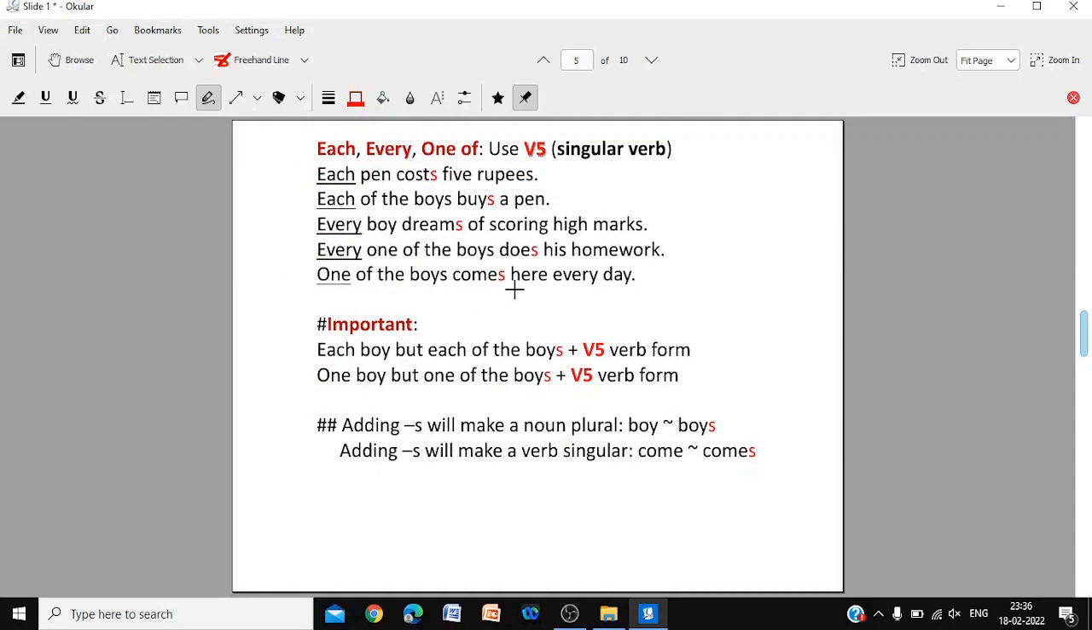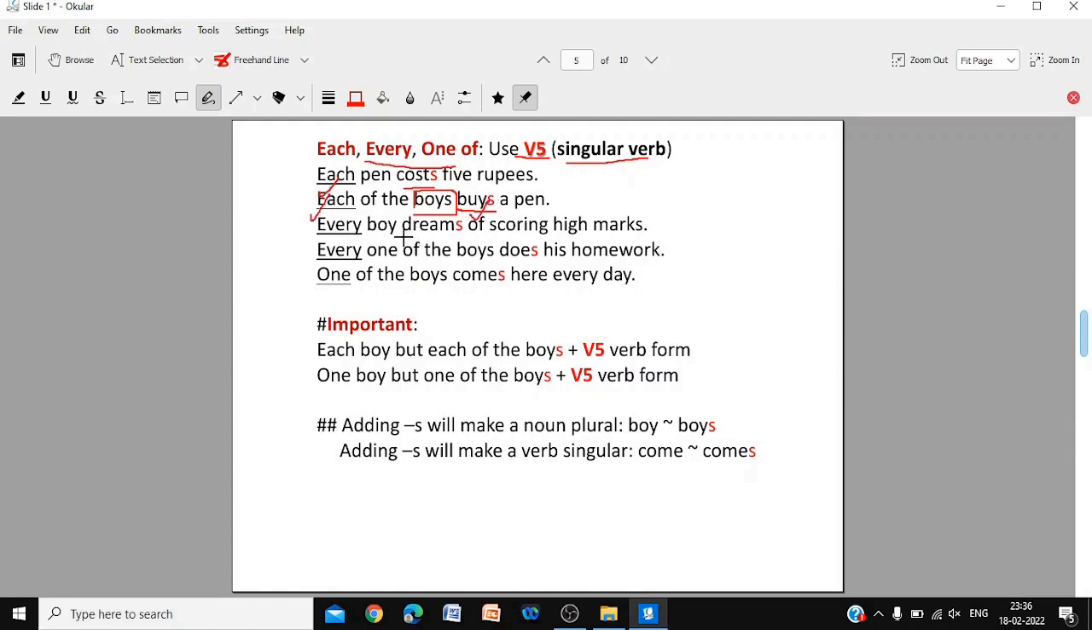Now, one special note: if we have each, every, or one of, always use V5, the singular form of the verb. Each pen costs. See the terminal S, because it is each. Each of the boys buys a pen. Don't be confused by the word boys. It is each, so each will be buys.